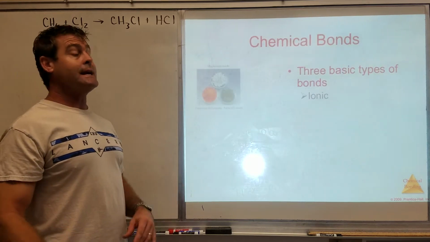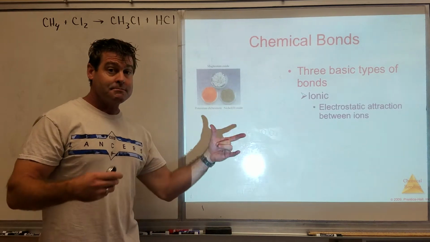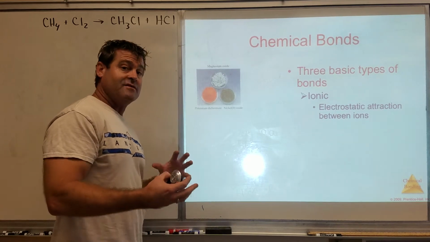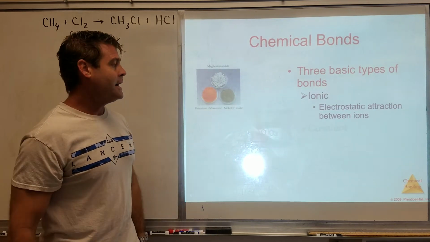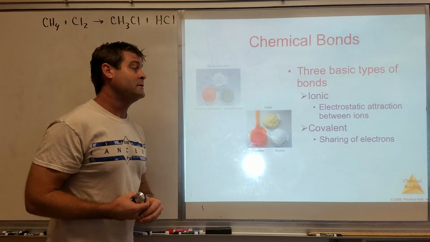Chemical bonds, three main types, guys. Ionic bonds. Remember, electrostatic attraction between ions, metals, and nonmetals. Remember, metals tend to lose electrons, nonmetals tend to gain, acquiring a positive or negative charge. What holds them together is electrostatic attraction. That's an ionic bond. Covalent bonds, you guys remember, exist between nonmetals.